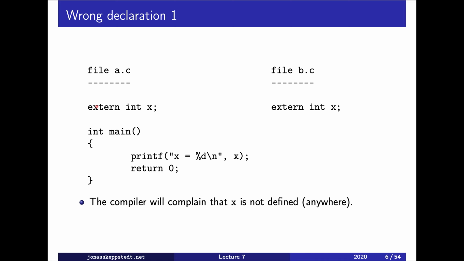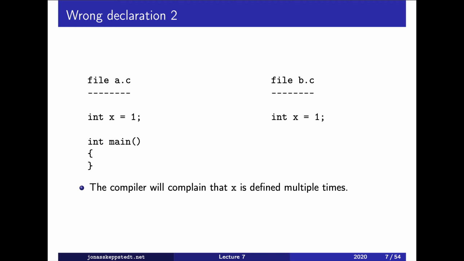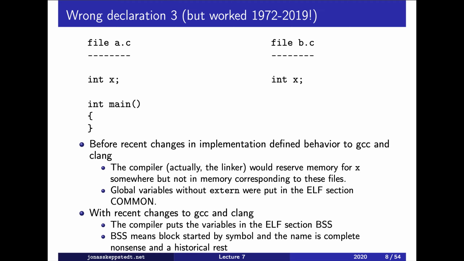Okay, so let's look at different ways to make mistakes. If we use only extern, then the variable will not be defined, so the compiler will complain. If we initialize it, even though we initialize it with the same value, this is wrong. So the compiler will complain when it merges these files. And this is also wrong, but it worked for a long time.